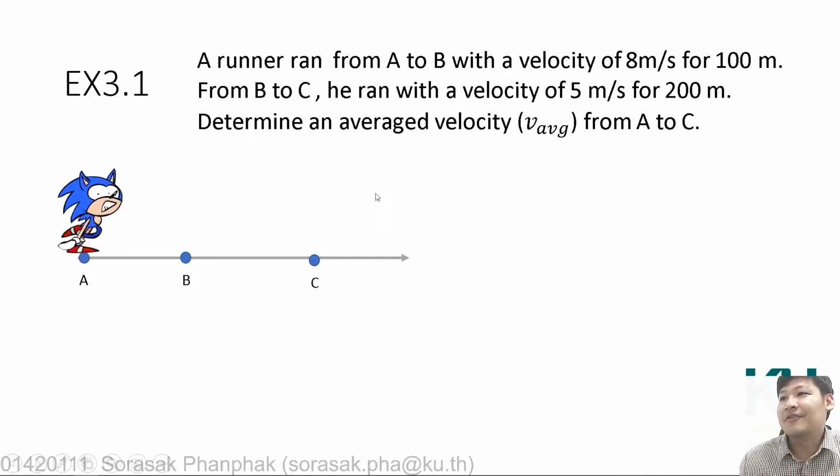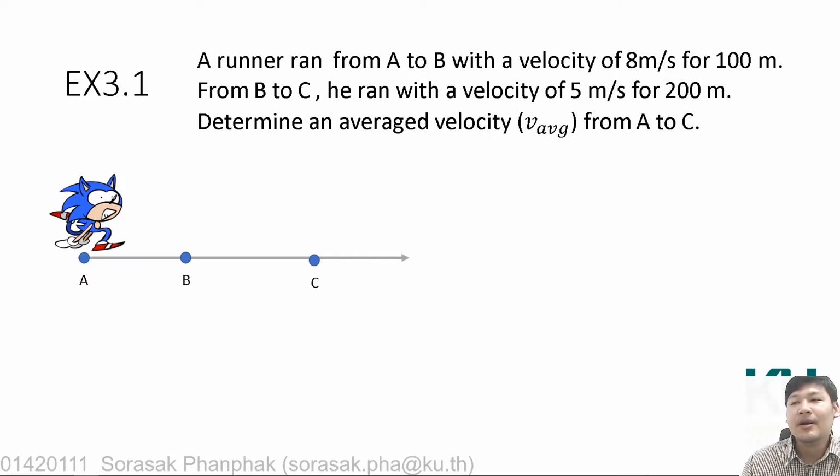How about the first example? So what you see, this runner moving from point A to point B and point B to point C with different velocity, different distance or displacement in this case. So you like to determine the final average velocity here.